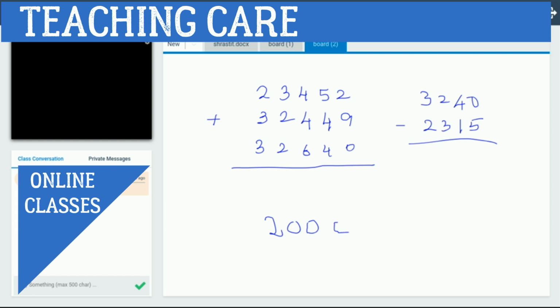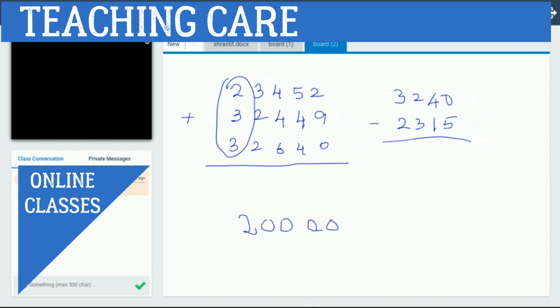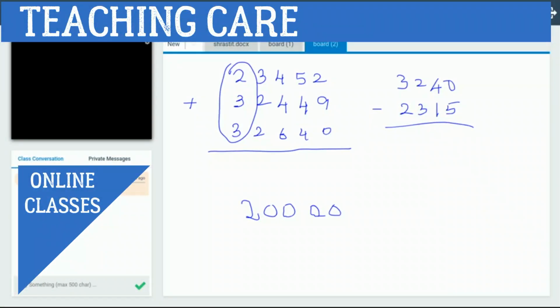You're writing the answer, Srishti? Yes. You have to add the front digit, right? Yeah, that's what I'm doing. 3 plus. Oh, okay, okay. You are writing it. I thought that you are writing the answer. Okay. Yeah, right.